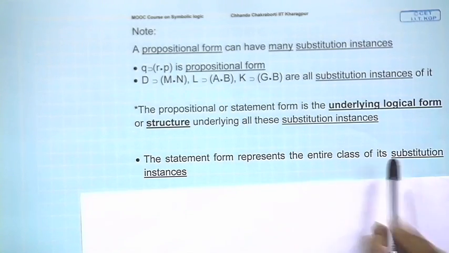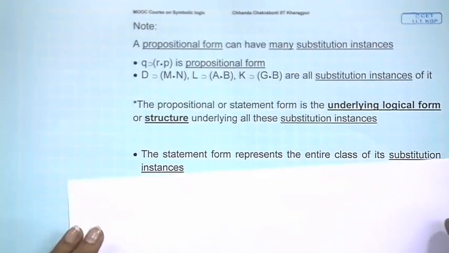So, one more time, what we are talking about is the bare skeletal form, the underlying logical form. At the surface you may see language, at the surface you may see a lot of content which seems to differ, but underlying it, the bare structure is what we will call the logical form of a statement. And as I said, it represents the entire class of substitution instances. Okay. So, that is something to remember.